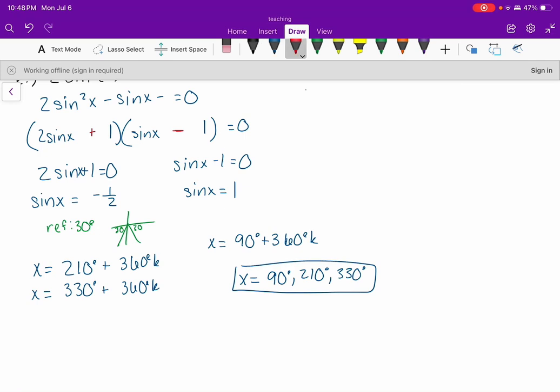In radians, that would have been pi over 2. This would be pi over 6, so that would be 7 pi over 6. 11 pi over 6 minus pi over 6 would be, oh, I said the answer, 12 pi over 6 minus pi over 6 gives me 11 pi over 6. So that would be the answers in radians.